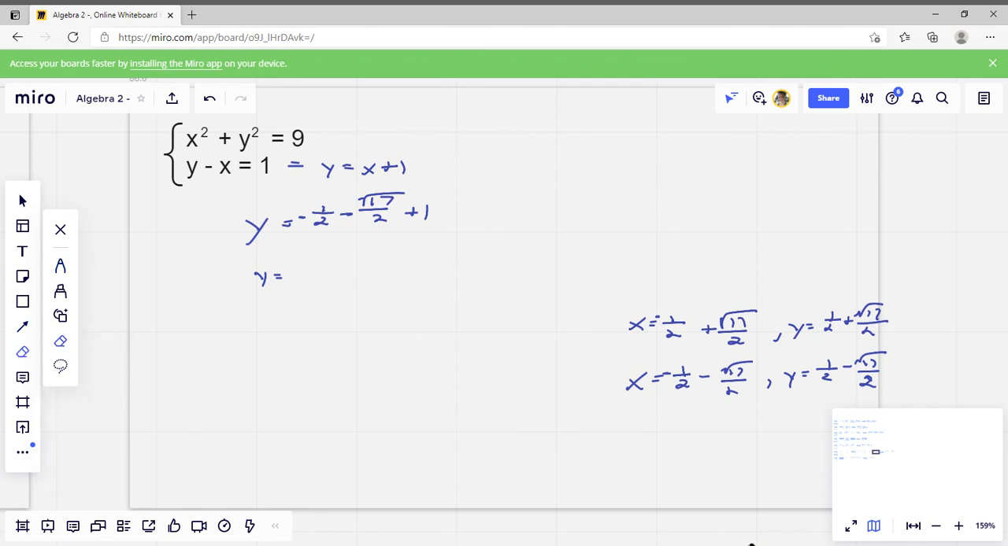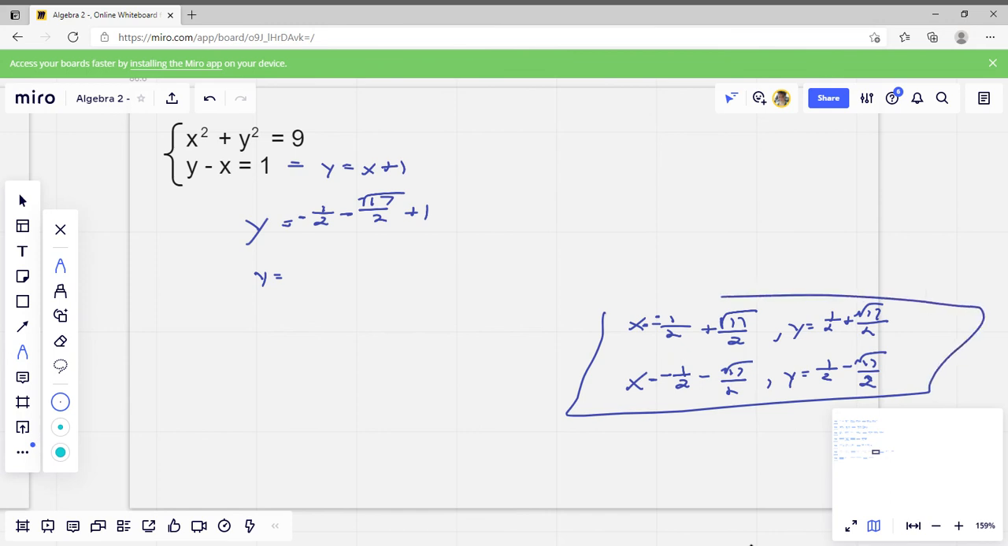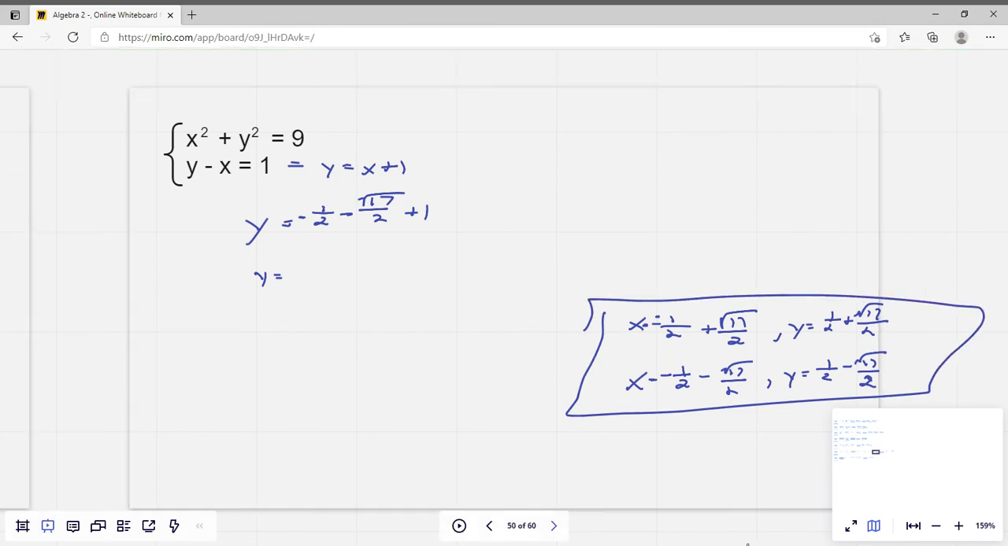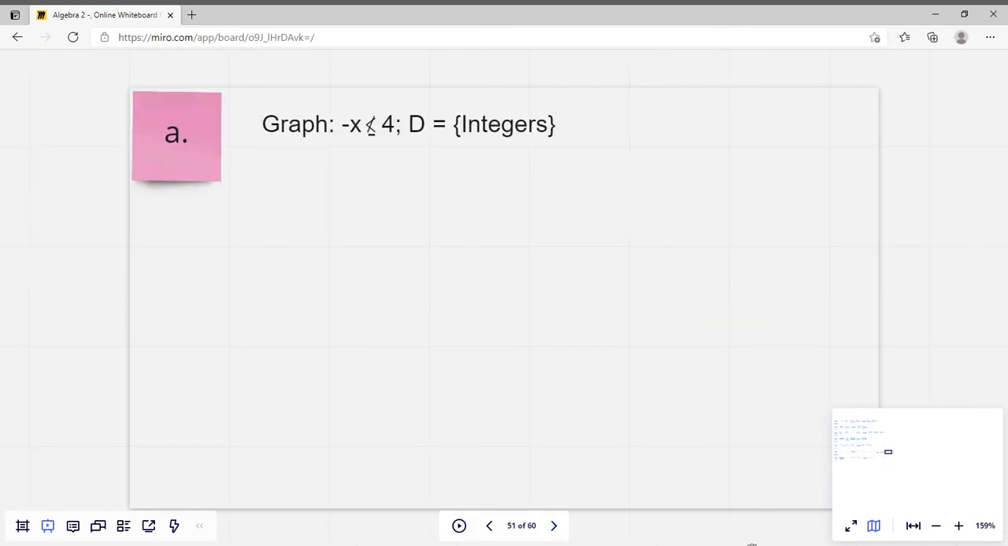Don't forget that these were negative on this side. Let me fix that. So that'll be negative, and that one's negative. All right, and that is how you work those. All right, let's move along to the next thing. Graph negative x is not less than, oh, these are practice problems. So go ahead and pause the video, work these practice problems, and then I'll work them for you.